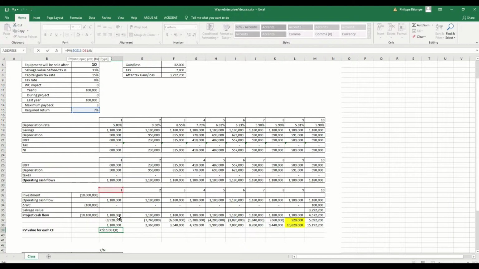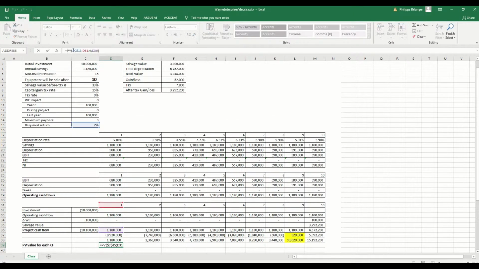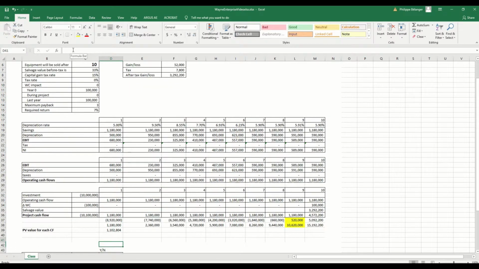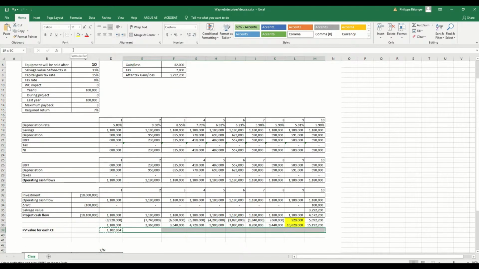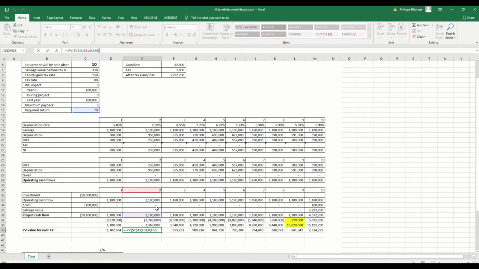It's like your calculator with this 1.8 million. I want that to be positive, so I will change the sign here because the cash flow is positive. If I did it right, so that follows, and the required return stays the same, so I can have it like that. There you go.